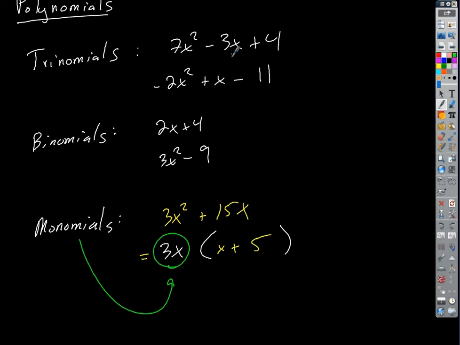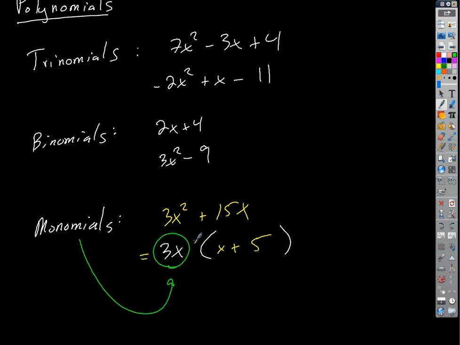So terms are things that are being added or subtracted, right? So a trinomial is a sum of 3 different terms that don't combine, that are not like terms. A binomial is a sum of 2 unlike terms, and a monomial is just a single term, but there's more to it than that, right? There's a little more to it.